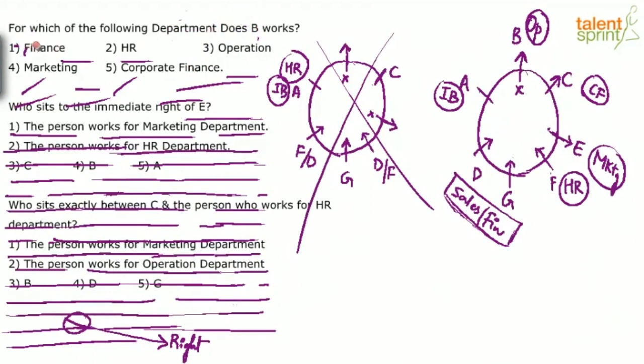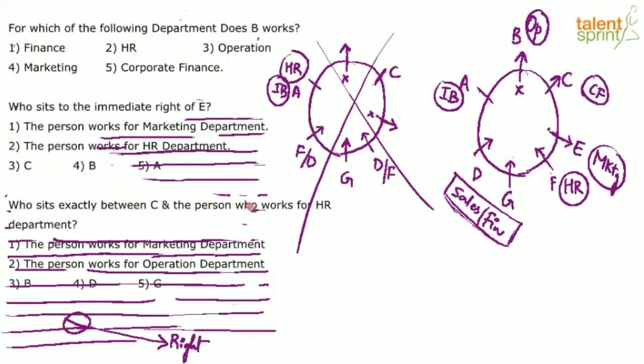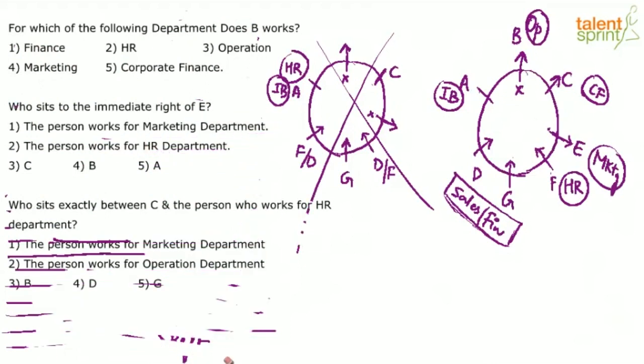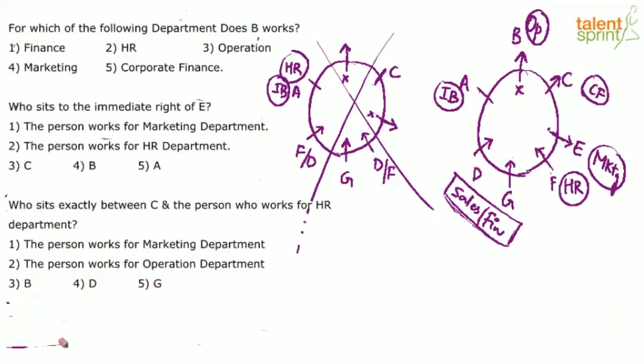Again, remember we had assumed that the given point about corporate finance and operations was wrong. Okay, so answer these questions. Let me just clear all these underlines. So you can read the first question. Which of the following departments does B work for? We have assumed B works for operations department. Remember, there was some error in that operations and corporate finance point. So according to our arrangement, B works for operations department.